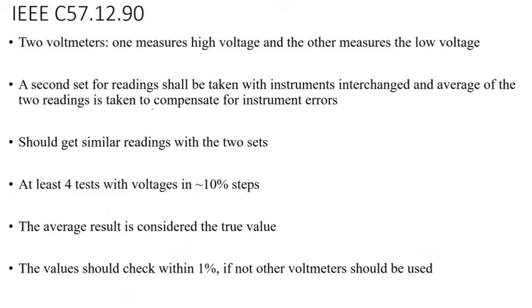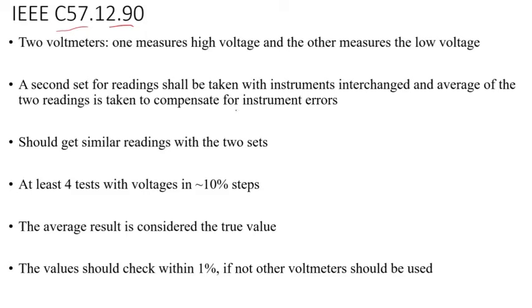So by IEEE C57.12.90, you know, two voltmeters. So there are different ways you can measure the turns ratio. So one way, two voltmeters, because you have high voltage and low voltage. You want to measure high voltage and low voltage at the same time. So one measures the high voltage and the other measures the low voltage.